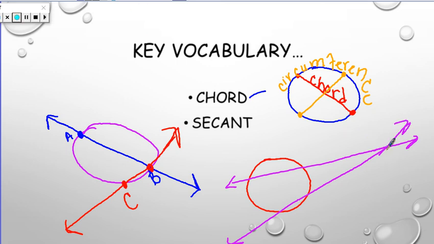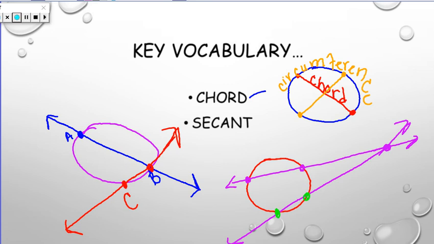Those two purple lines are called secants, and they intersect here outside the circle, but they touch the circle here and here. And let me draw the other. And they touch the circle here and here. That's a secant. Those purple lines are called secants. They touch the circle and don't stop. They extend on both sides.